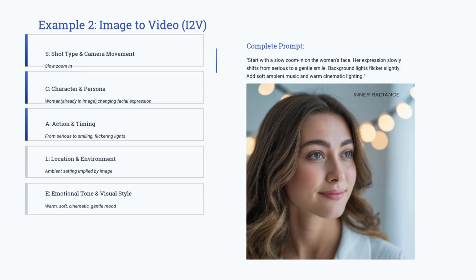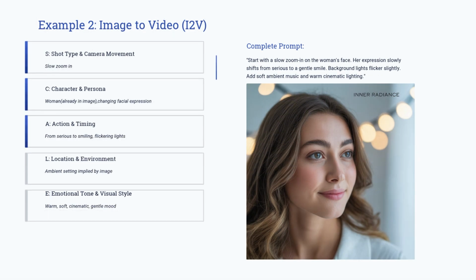Example 2. Image to video. Alright, so this time we're starting with an existing image. Let's say it's a portrait of a woman. We apply the SCALE formula to bring it to life. S. Shot type and camera movement. We go for a slow zoom in, subtle but powerful. C. Character and persona. The woman in the image stays the same, but her expression changes. She goes from serious to smiling.